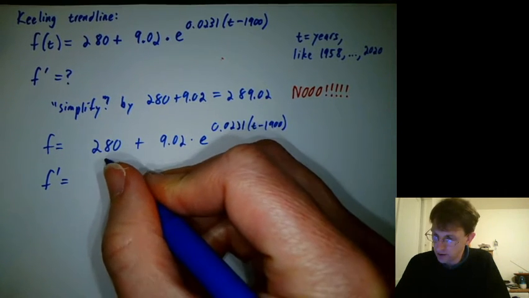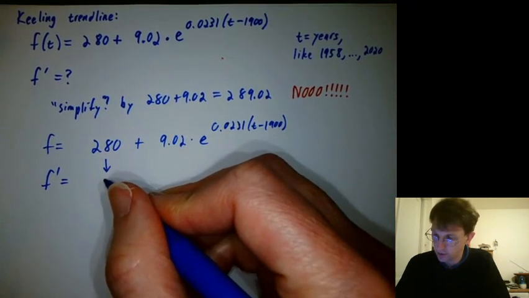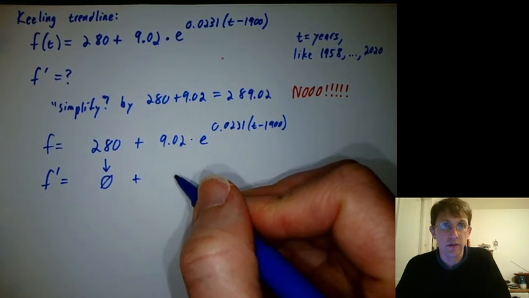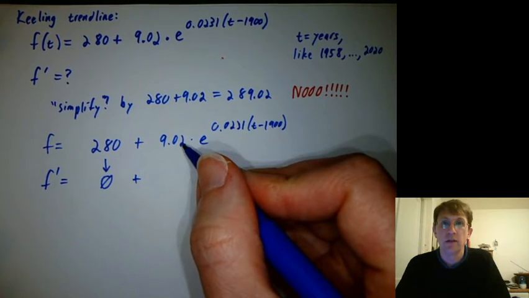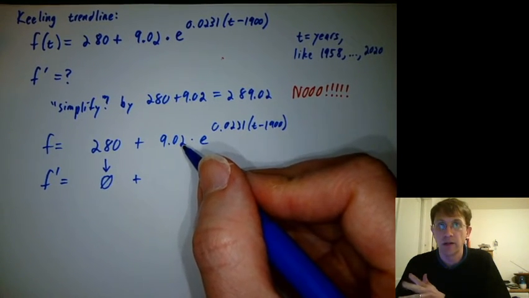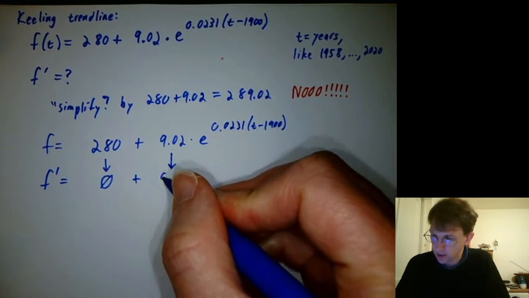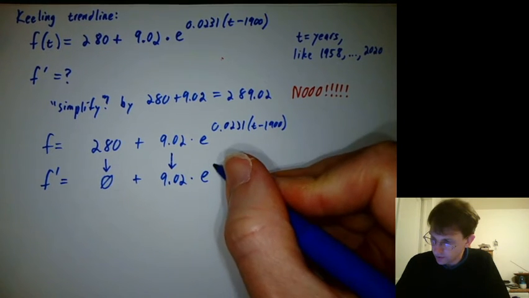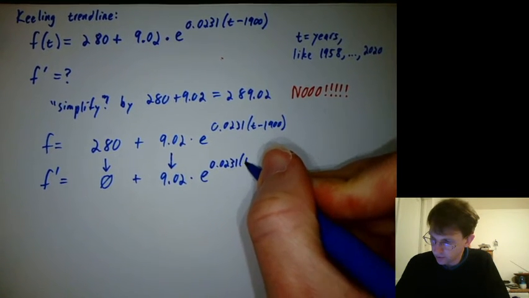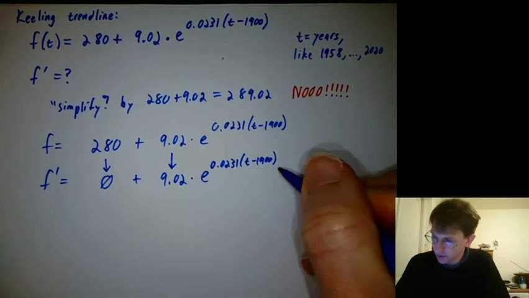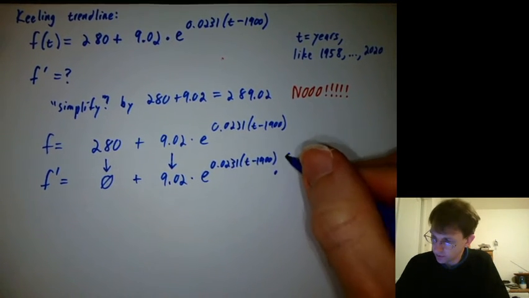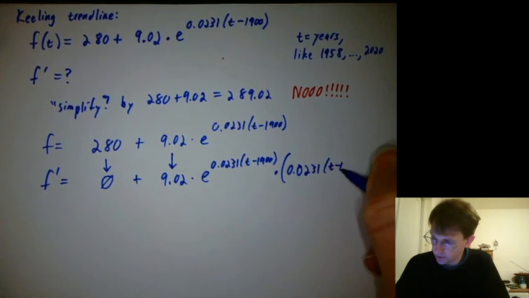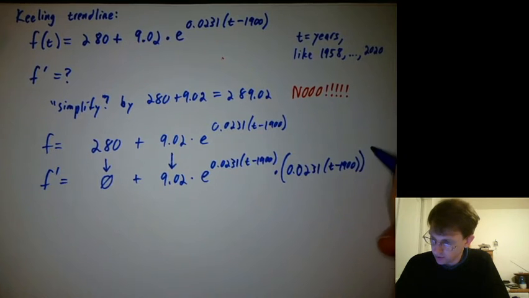What's the derivative of 280? 280 is a constant, so the derivative is just 0. Can I say the derivative of 9.02 is also 0? Well, 9.02 is a constant vertical multiplier, so I don't take its derivative, I just copy it. Then what's the derivative of e to the stuff? It's e to the same stuff times the derivative of the stuff. So we'll write the stuff here, t minus 1900 derivative.